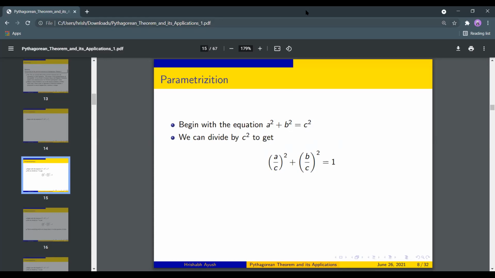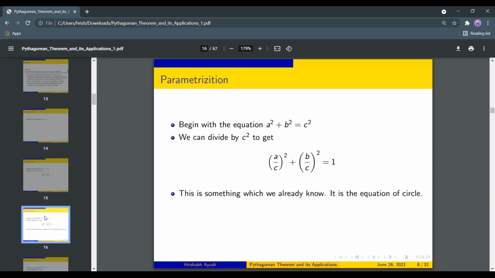You can type it in the chat or ask. In a more general sense, it's the equation of an ellipse. An ellipse is x square by a square plus y square by b square equals 1. But here the variable in the denominator is c square. So actually it's a circle. Yeah, it's the equation of a circle, and a circle is also a special case of an ellipse.